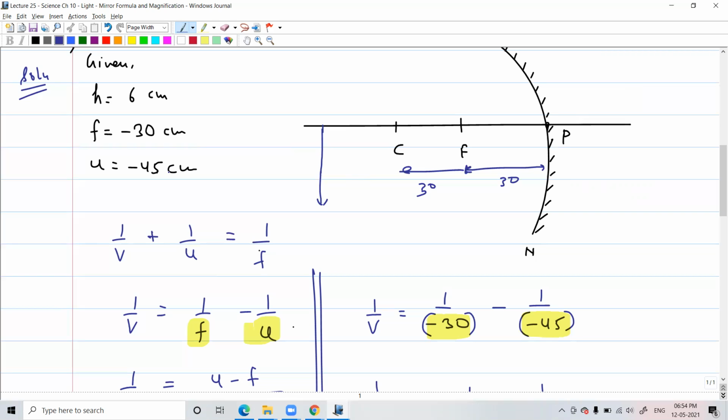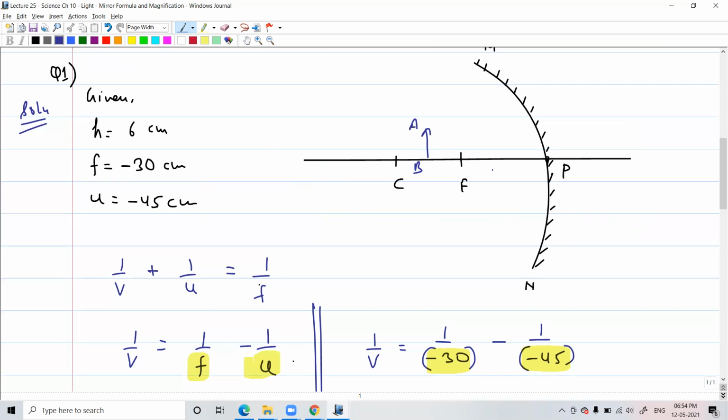And where is the object? It's 45 centimeter to the left. Where? Between C and F. Yes, it will be between C and F. It will be something like this, A and B over here. So if you want to draw the ray diagram for this, it will be the same ray diagram. There's no difference. So you just put it in between C and F and throw some parallel light from here.